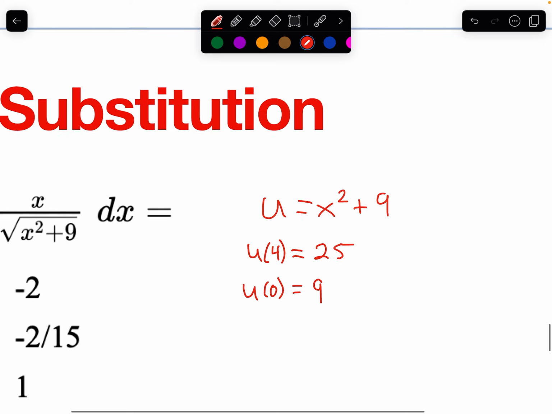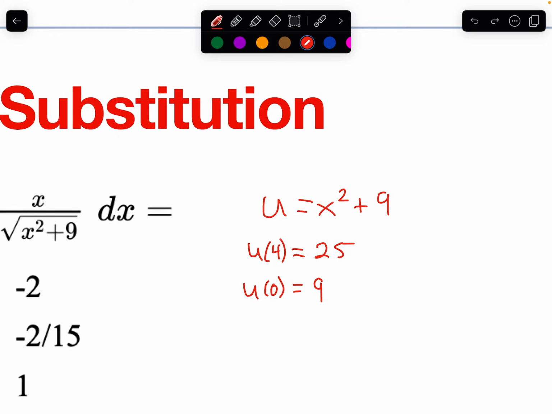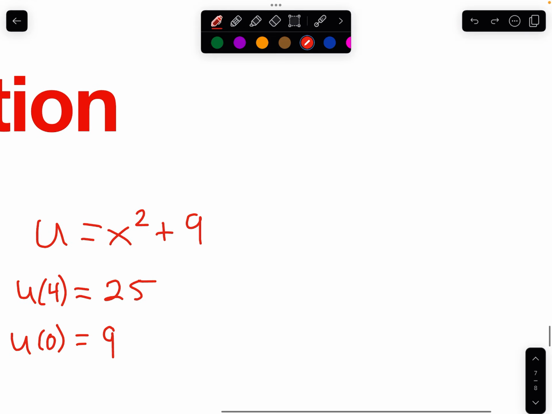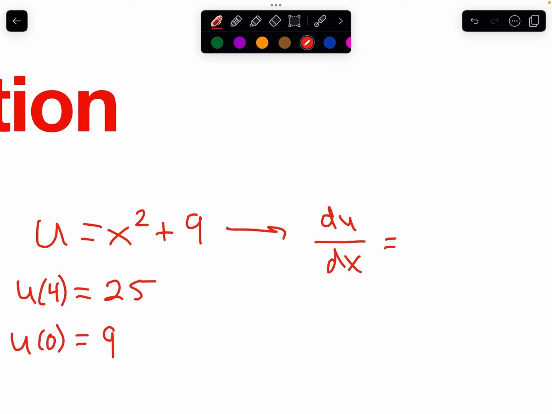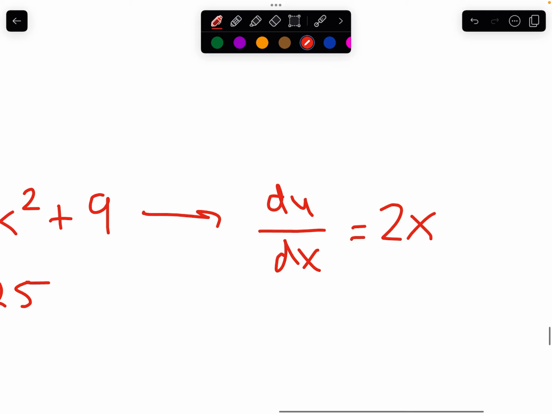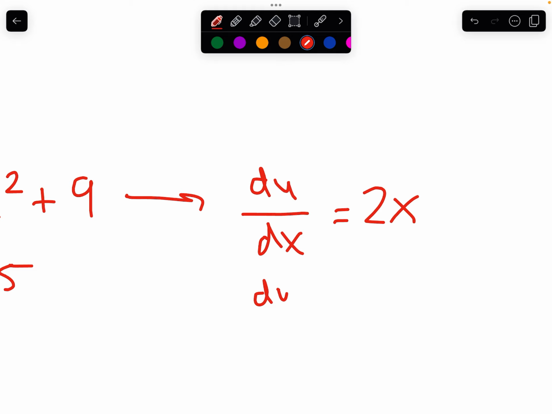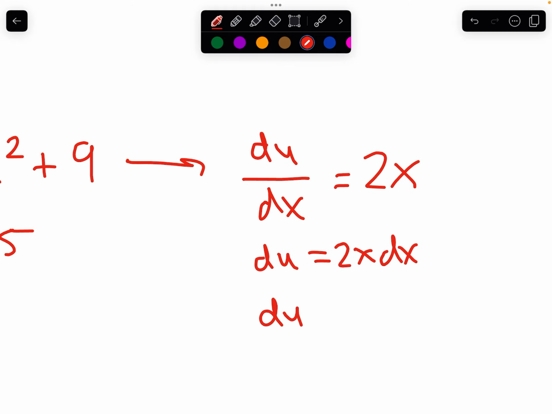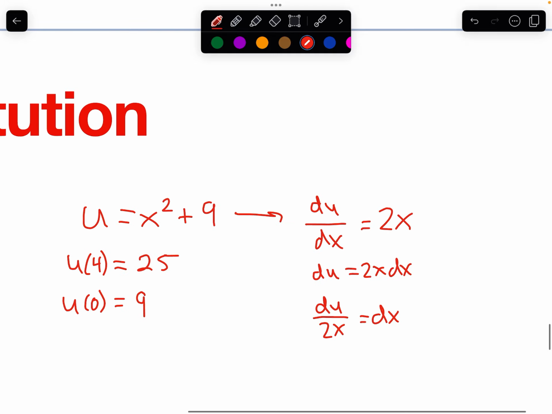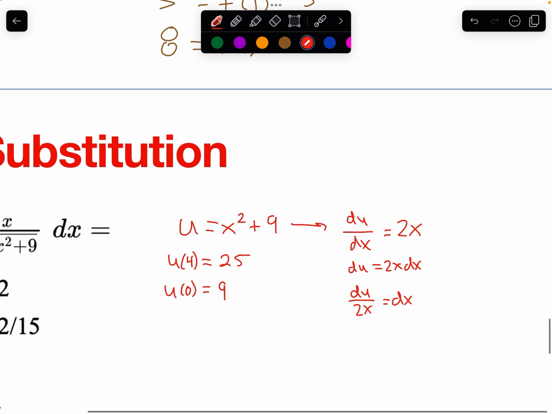We also, though, need to make a substitution for dx here. So the way that I taught it is like this. We're going to come to the side now. We're going to find the derivative of u with respect to x, which would be 2x. But now we can do a little manipulation here. We can multiply the dx over and now divide by 2x. And now we know exactly what dx is equal to in terms of du and x there. We're going to make a substitution in a moment.